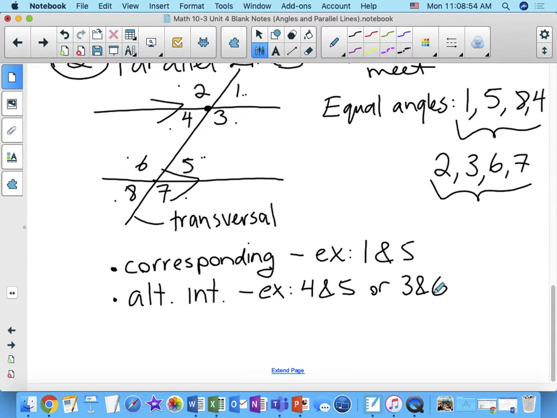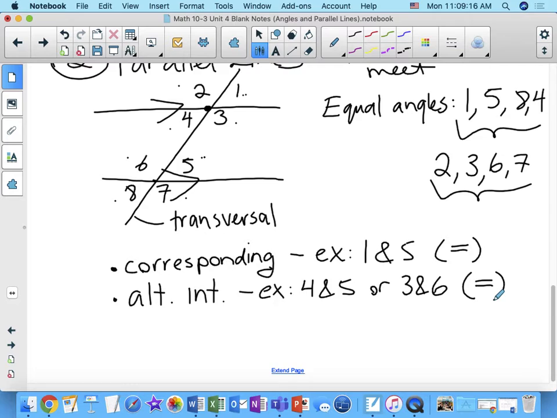Or look at 3 and 6 and ask, are those both obtuse? Yeah? So what does that mean? Are they equal or do they add to 180? They're equal. Yeah. So these are both equal.